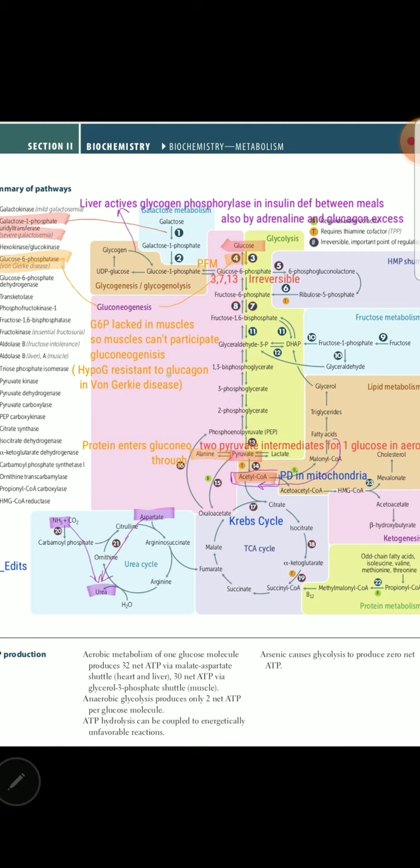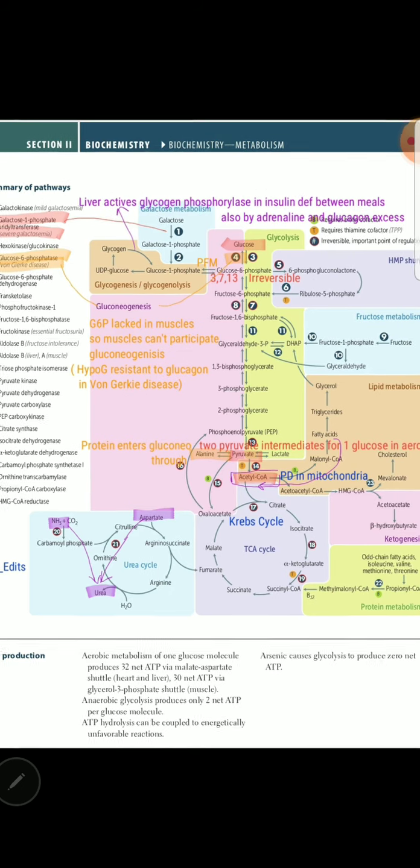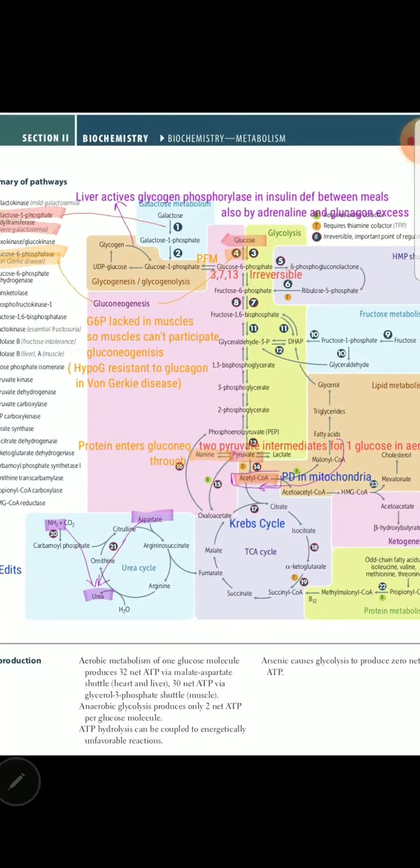And hypoglycemia resistant to glucagon in von Gierke disease is seen. How? If someone has von Gierke disease, he or she will lack this glucose 6 phosphatase at the fourth position, this reaction. So even if glycogen stores or pyruvate and alanine are available in the body, new glucose cannot be formed from this reaction, because it will reach a maximum of glucose 6 phosphate, and if the glucose 6 phosphatase enzyme is deficient, free glucose molecules cannot be formed.